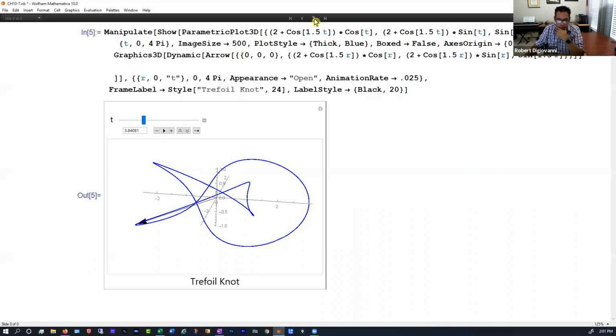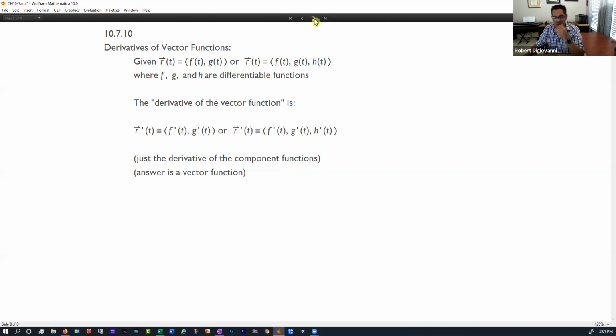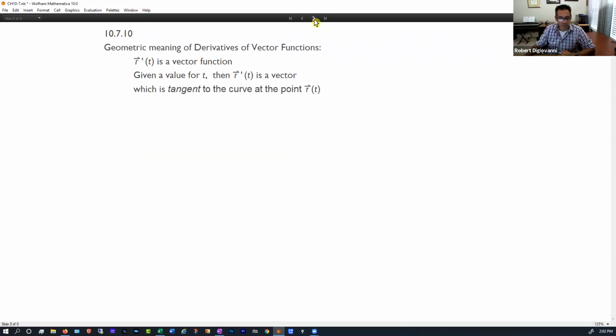All right, moving on. Derivatives. I have more good news. If you want to take the derivative of a vector function, either two-dimensional or three-dimensional, then all you have to do is take the derivative of each of the component functions separately. Nice. We know how to take derivatives, so there's nothing new to learn here.